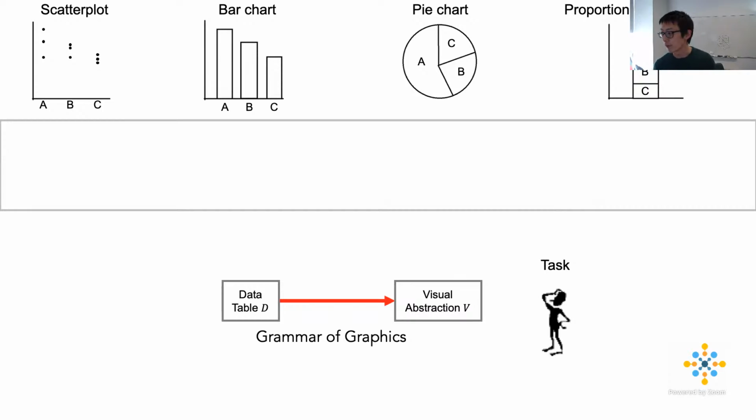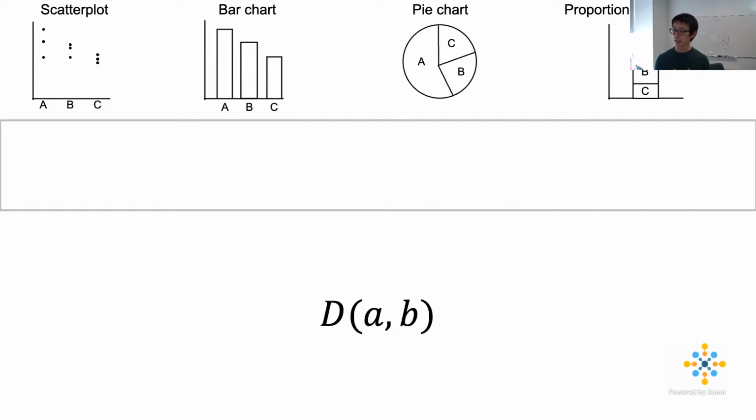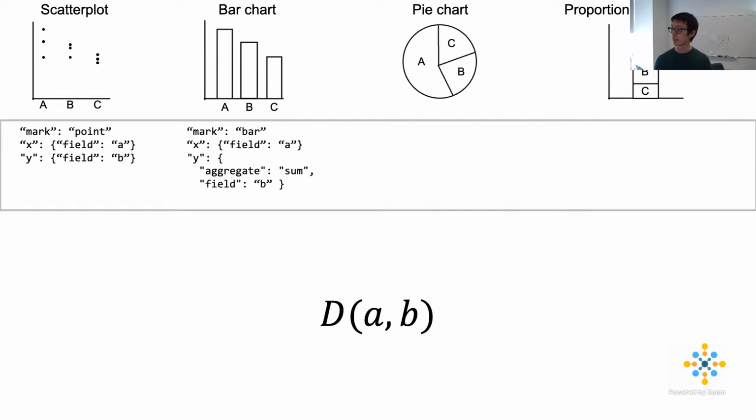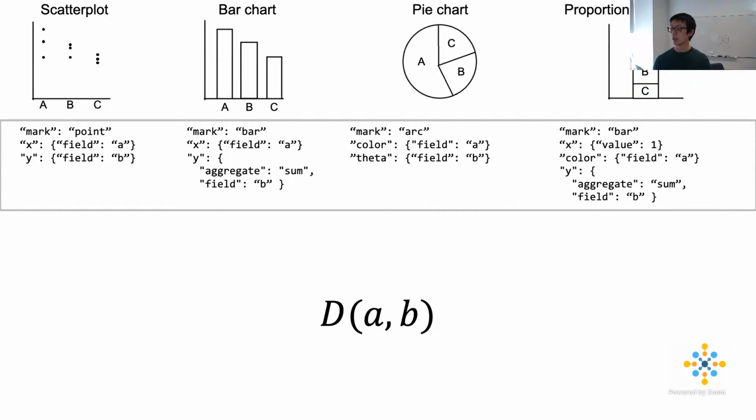Let's look at four very common types of charts today. They visualize a data set D with two attributes, A and B. We'll look at a few grammar-based specifications here using Vega-Lite as the example grammar. The scatter plot is specified by choosing a point mark, and then we map A to X and B to Y. The bar chart uses a bar mark, but we can see that it first aggregates B before mapping to Y. The pie chart specification is very similar to the scatter plot, but it uses an arc, while the proportional stack chart fixes the X position and then maps A to color instead.